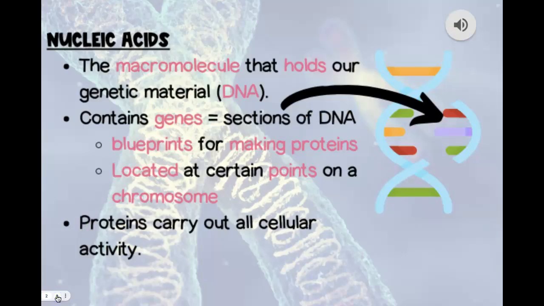All right, so nucleic acids, these are the macromolecule that holds our genetic material. We call that material DNA. These contain the genes, which are sections of DNA, as it shows right here. It's pointing to a section, and those genes are blueprints for making proteins. They're also located at certain points on the chromosome, and these proteins carry out all cellular activity.